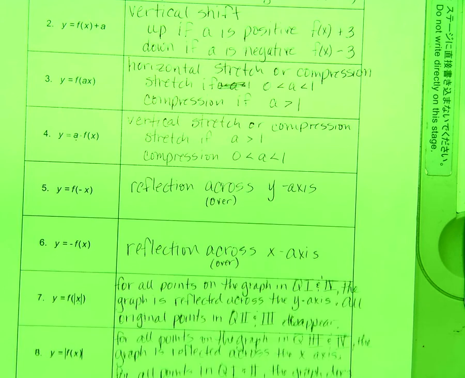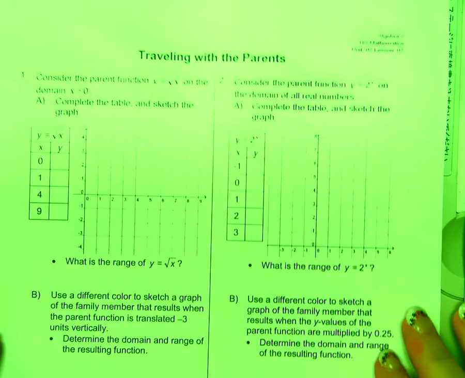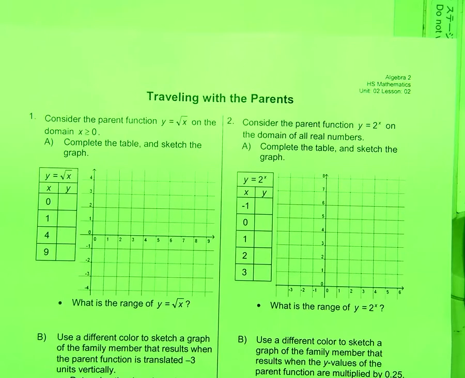Okay. Put that aside and take out the worksheet that I gave you called Traveling with Parents. Consider the parent function y equals the square root of x on the domain x is greater than 0.